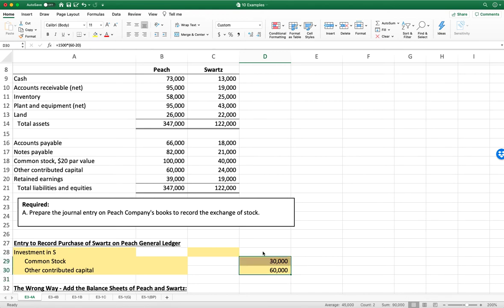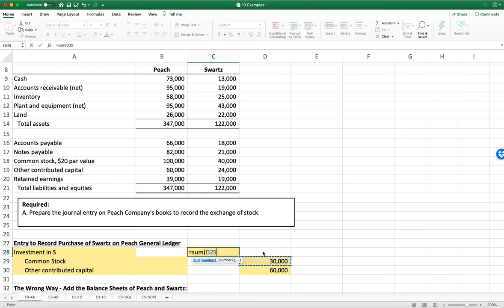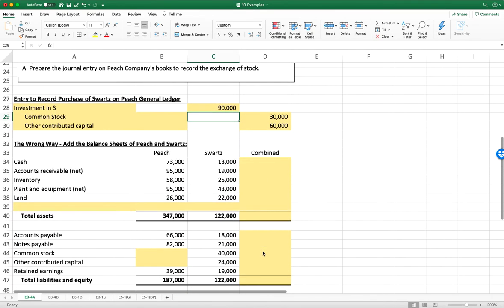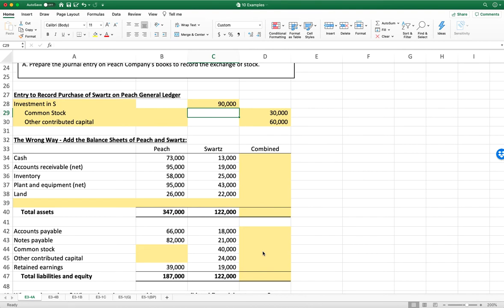So this is what we gave up. And so we know that what we got must be worth what we paid. So the value of our shares that we purchased is $90,000. So this is what we would record on the parent's general ledger when we bought the shares in our subsidiary. Now, what we're going to do is go ahead and add the two balance sheets together so that we can look at it and see why this doesn't make sense as a way to do our consolidation. It's a good first step, but we're going to have to make some adjustments.